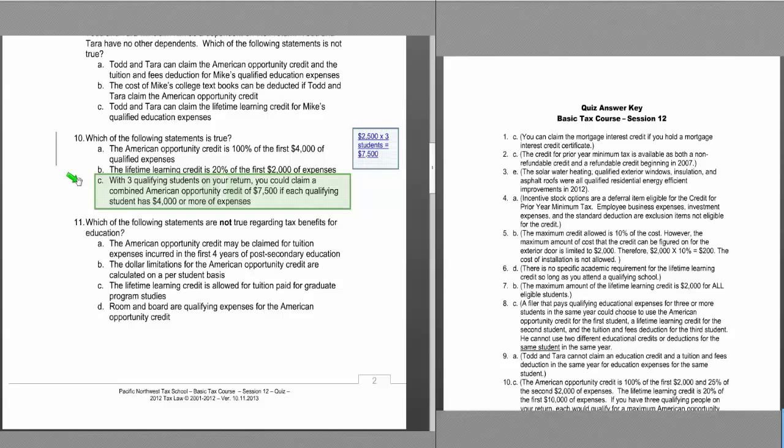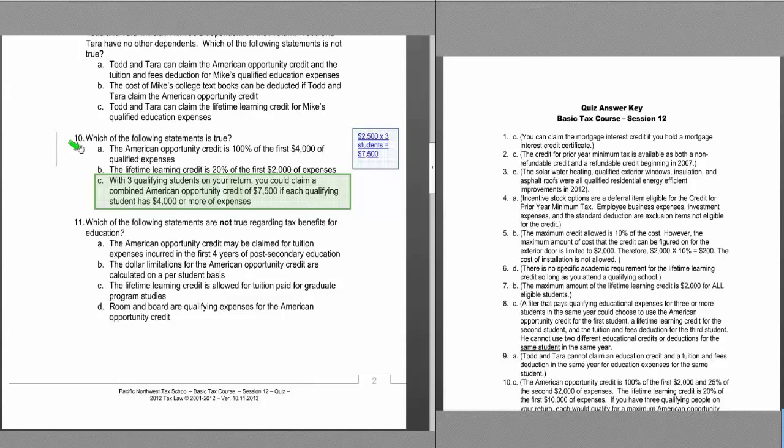And the answer is, yes, they can. I've actually had clients where we've got maybe one parent and two kids all in the same household going to college at the same time. They're all enrolled in degree programs. They are all eligible for the American Opportunity Credit. And so ultimately, assuming they have at least $4,000 of expense each, you do get a formula that would give you a $7,500 credit.